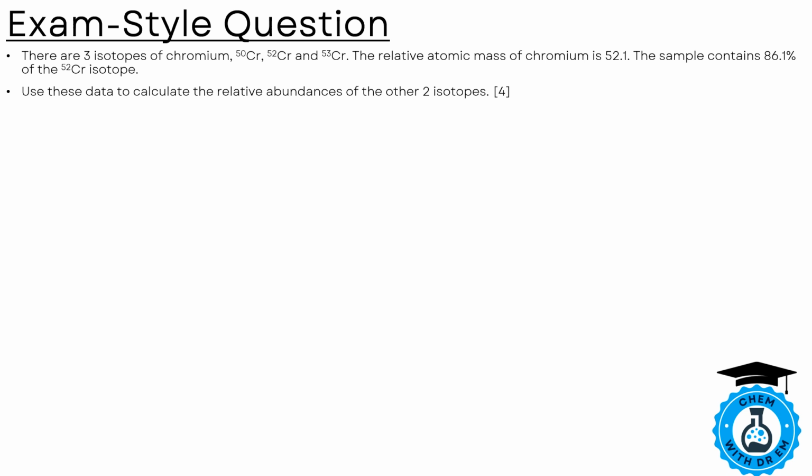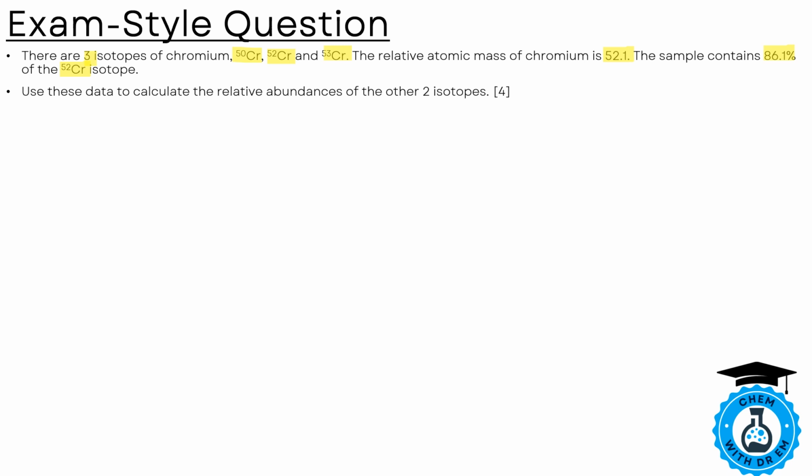Okay, so hopefully you've had a go on your own. This is a bit more tricky because this time there are 3 isotopes of chromium. There's chromium-50, chromium-52 and chromium-53. Again, it tells us the relative atomic mass overall is 52.1, but it tells us this time that 86.1% is due to the chromium-52 isotope.